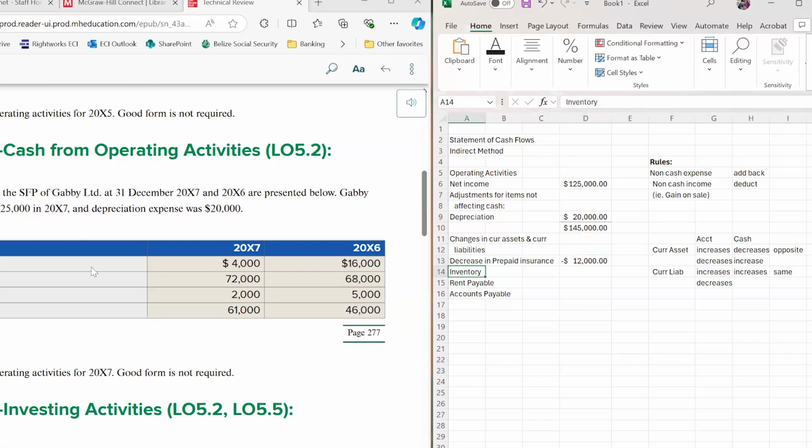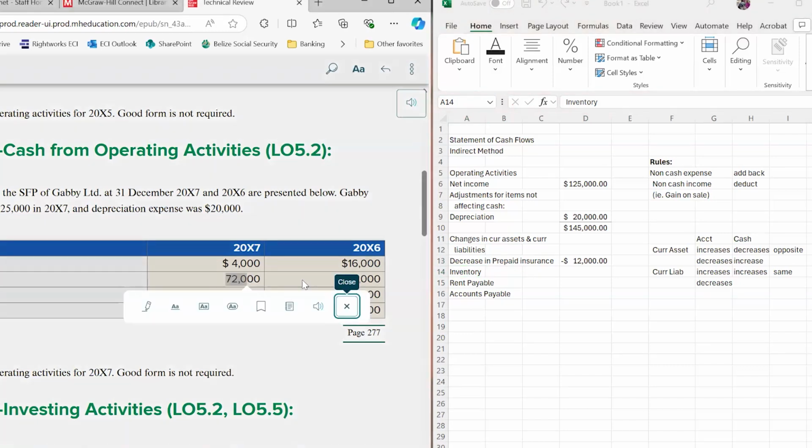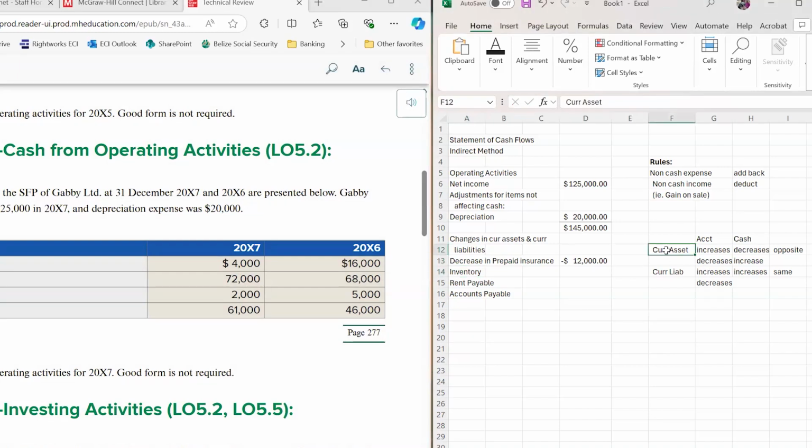Okay, inventory is another asset. So it actually went up. It's 72 now. It was 68. So if inventory went up, we look here, current asset, it increased. So cash has to decrease. So it's the same direction here. So we have to have negative 4,000, right? Because 72 minus 68 is $4,000.